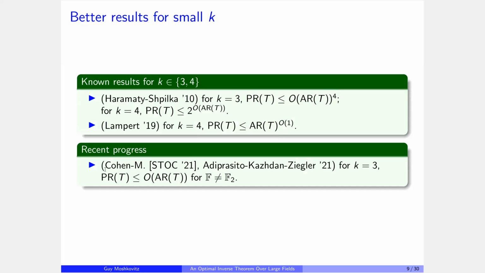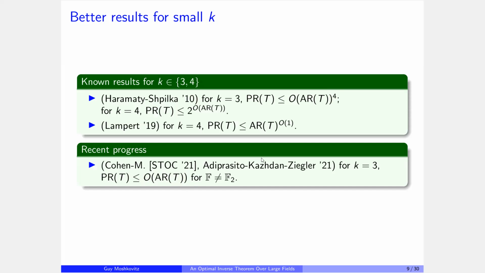I just mentioned an even more recent progress, it's again a work with Alex and independently obtained by Prasito, Koshdan, and Ziegler. So we were able to essentially settle the inverse conjecture, again for 3 tensors. We were able to show that partition rank is at most some constant times the analytic rank. So not a power, not like the 4th power of the analytic rank, but a constant times the analytic rank. That constant is maybe 8 or something.